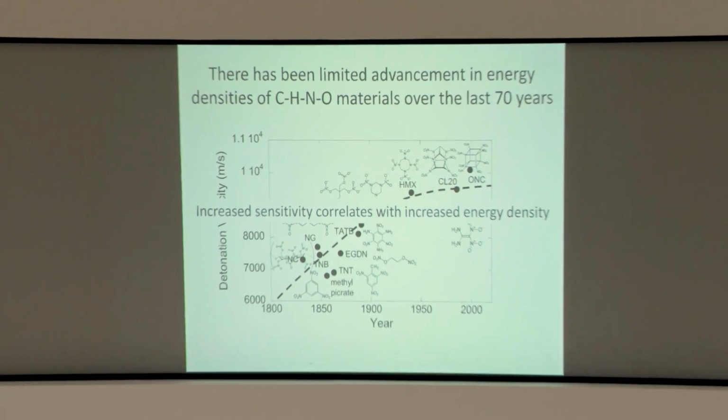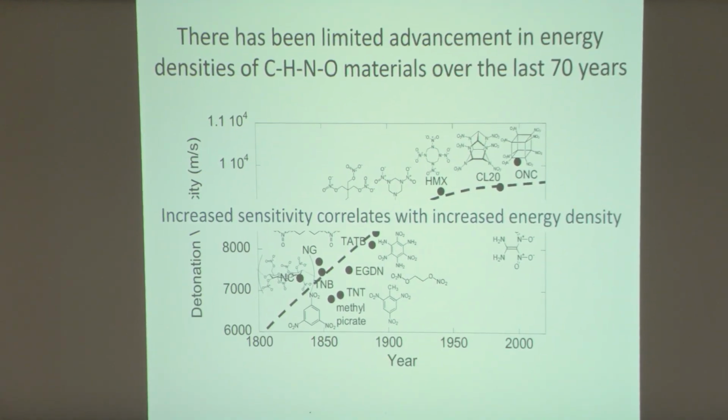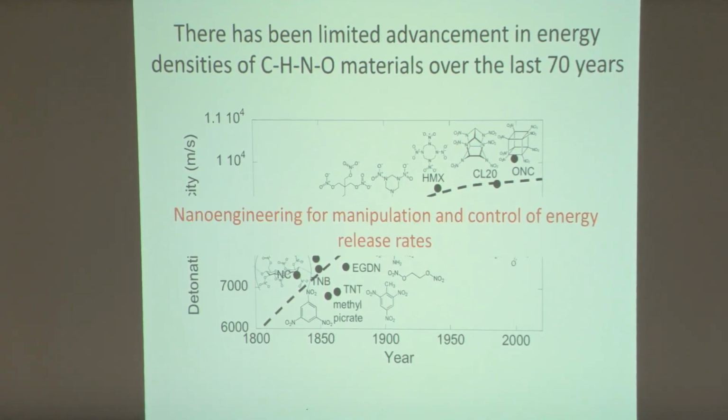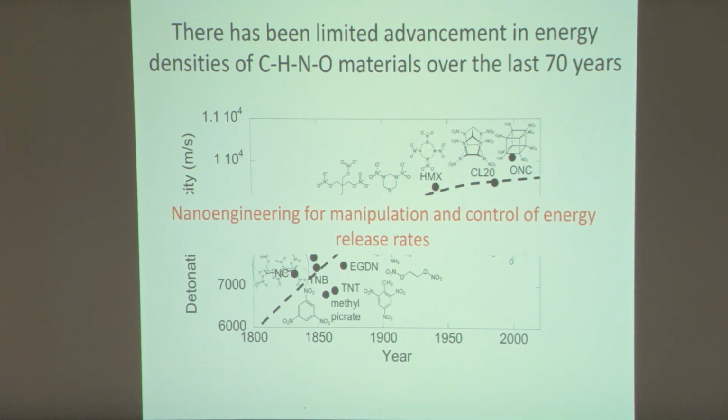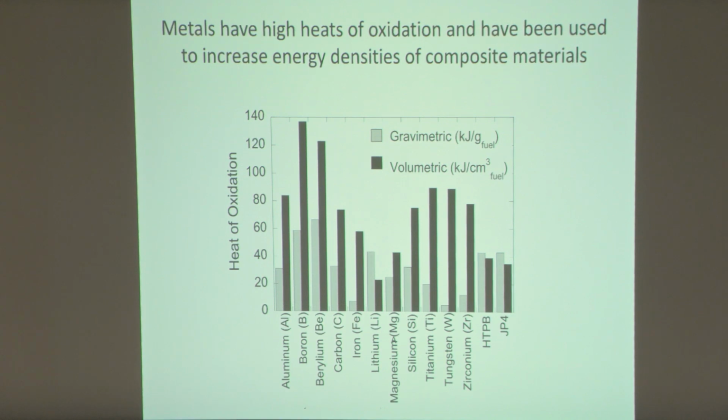explosives, although if you're looking at, depending on the characteristic time of the reaction you want in the explosive, they did have some use. So what's been happening? As I said, increased sensitivity correlates with increased energy density. So one of the areas that's had a lot of concentration in recent years is basically nanoengineering for manipulation and control of energy release rates. And one way to do that, as I said, is to consider how I can make use of metallics.